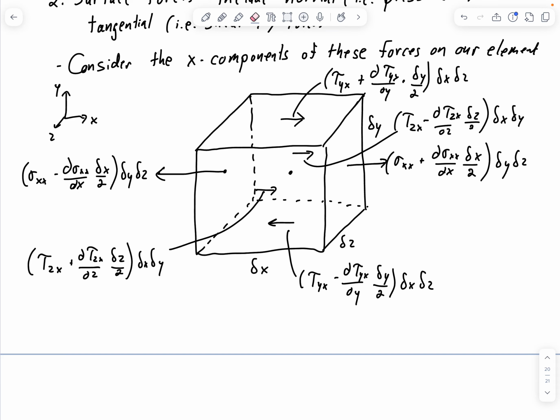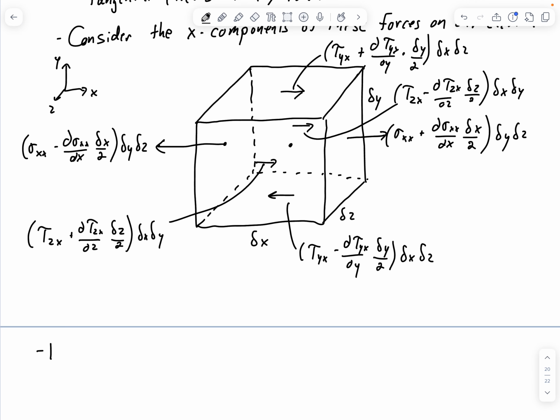You'll note I haven't written down or drawn the gravity force because it's presumably acting in the y direction, the negative y direction. So just to make a note here about what these stresses represent. And I said this before, the stresses, which are sigma xx, tau of yx, and tau of zx, are at the center of this cube.